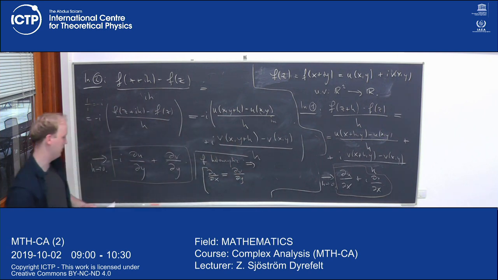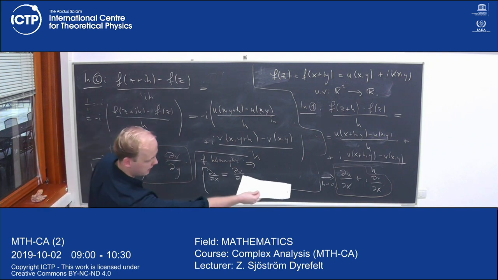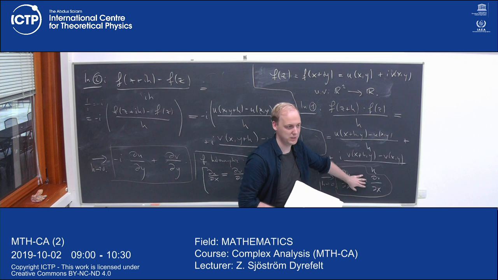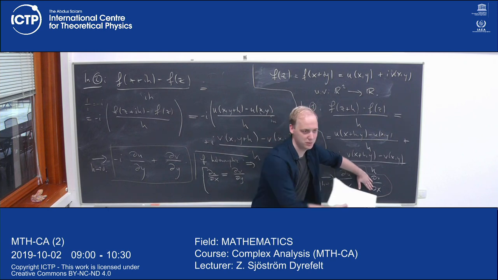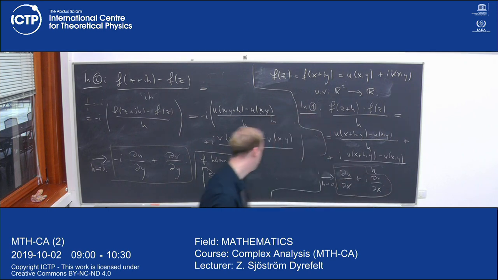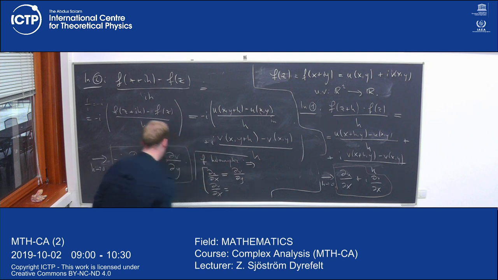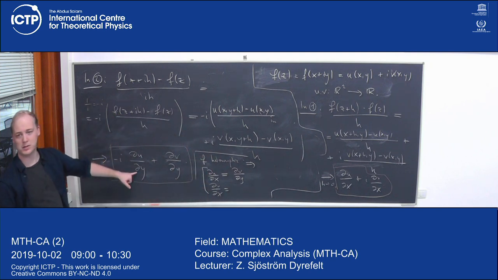And then you look at the imaginary part. The imaginary part over here is, again, I want to stress this, the i is not part of the imaginary part. The imaginary part is just what is written in front of i. So it's partial v partial x. So partial v partial x is equal to minus partial u partial y.